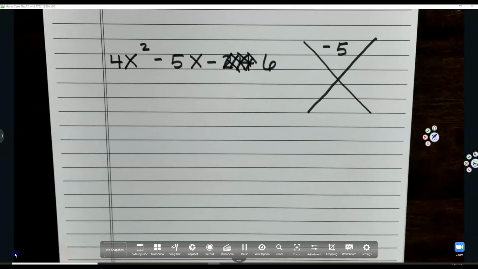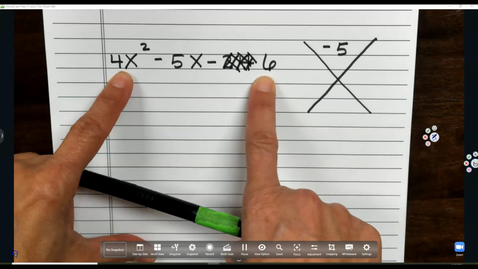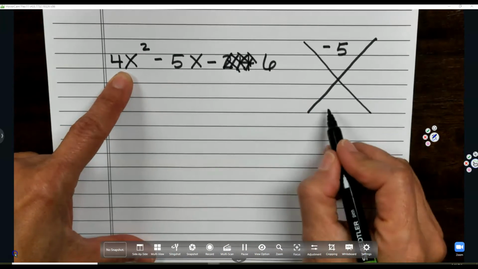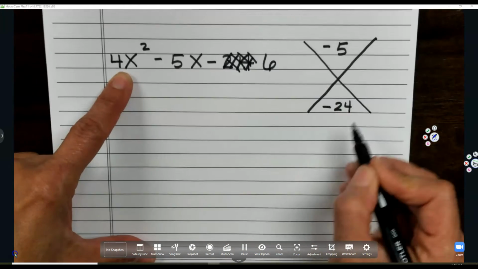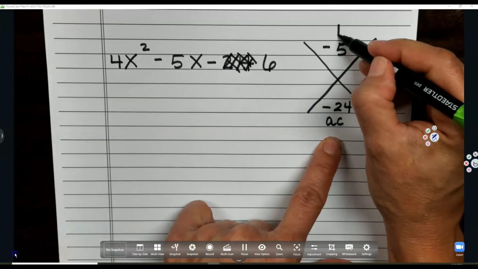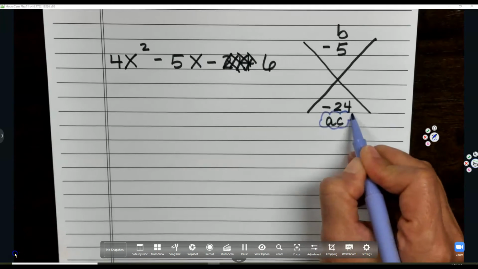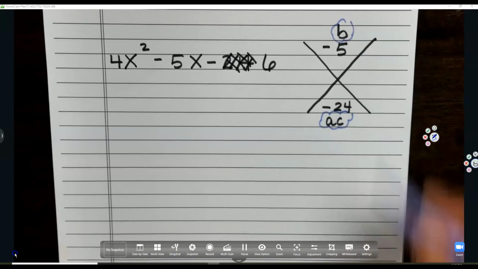I needed 24. Y'all, what's 4 times the -6? That goes at the bottom. So A times C goes at the bottom. Your B value goes at the top. A times C at the bottom, your B value at the top.